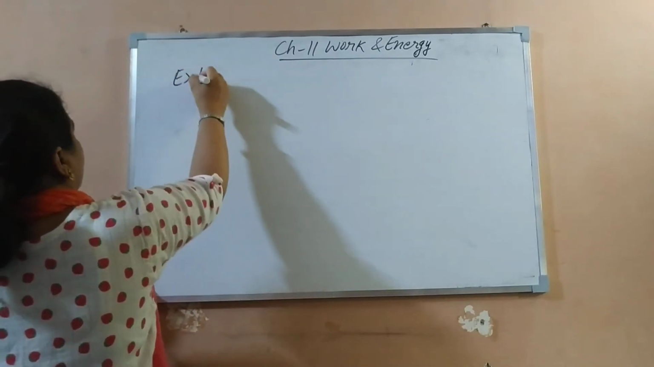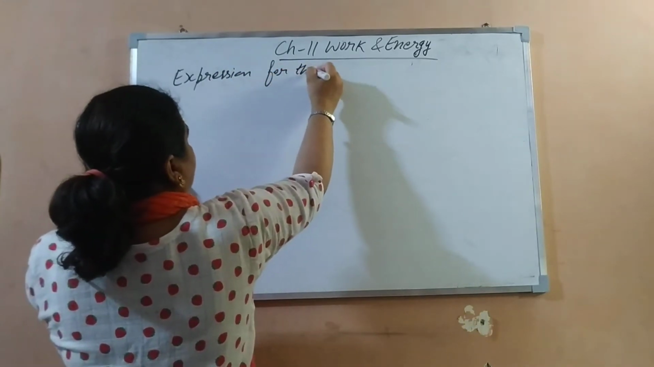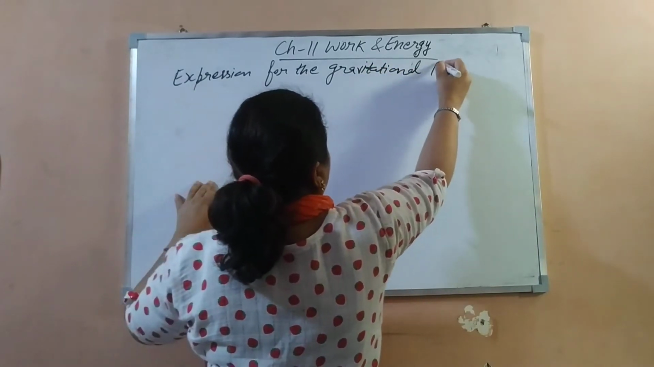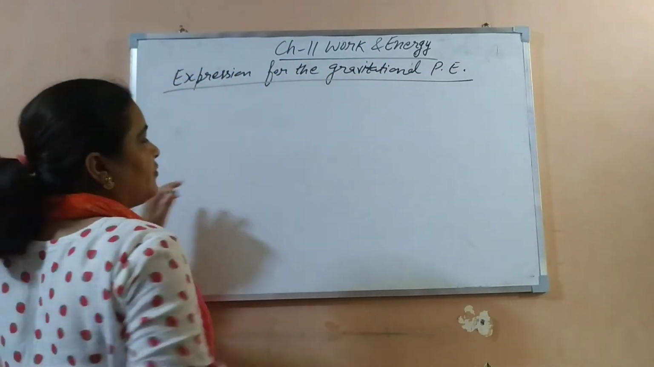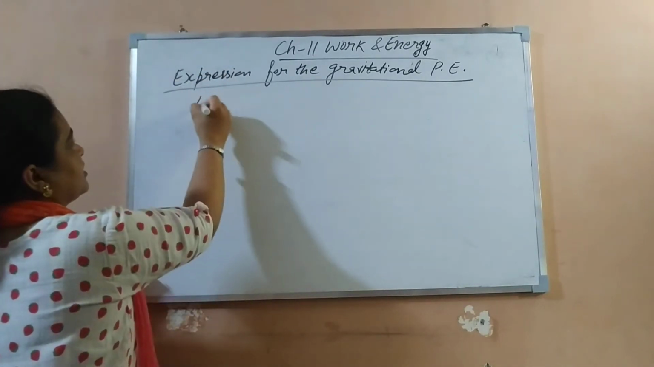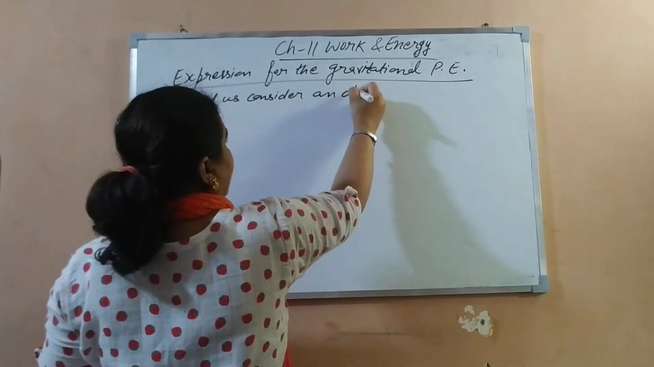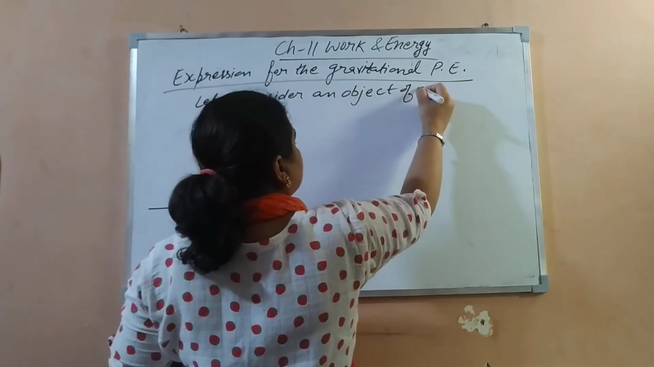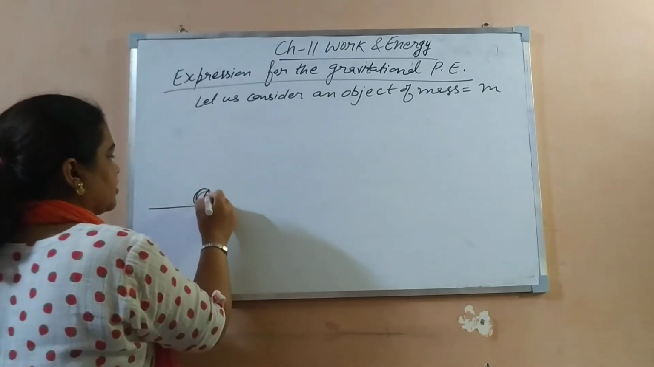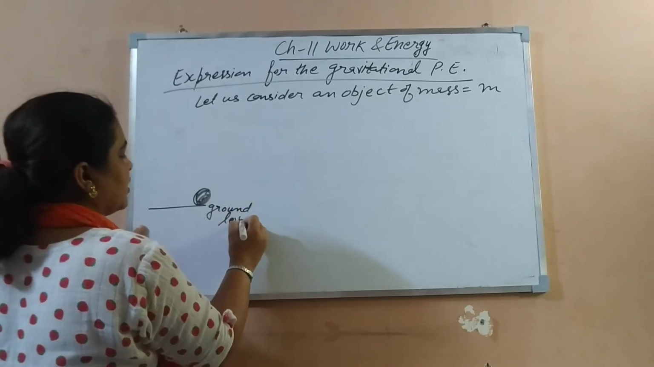So today we will find an expression for the gravitational potential energy. For that, first of all, let us consider an object of mass m. What is the mass of the object? M. Clear? So let us take this is the object, and this is the ground level.